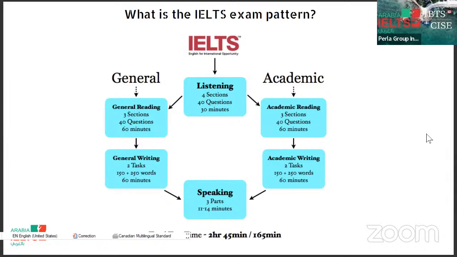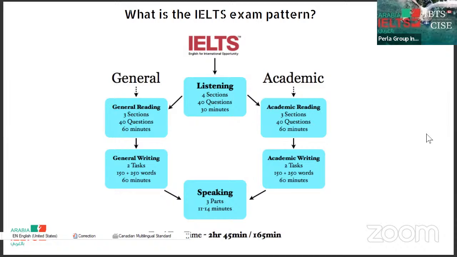And then when it comes to your writing as a general training or GT candidate, there are two tasks. The first one is your letter or email, which is 150 to 250 words. And there is also your task 2, which is 250 plus words. Task 2 is an essay about a topic that is very specific, and it needs preparation before you start writing.